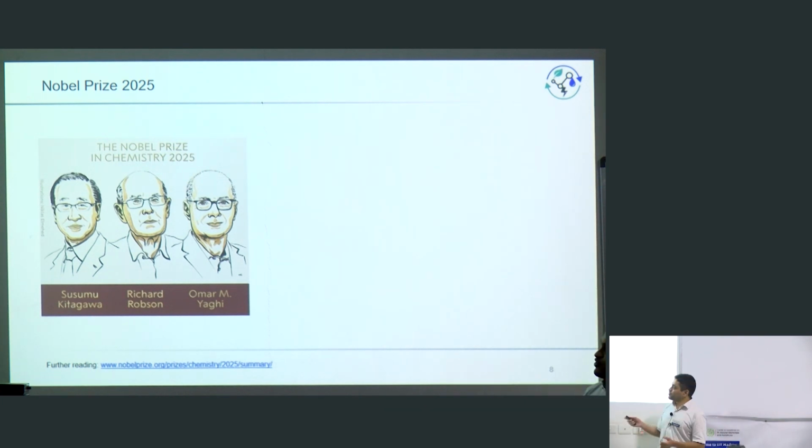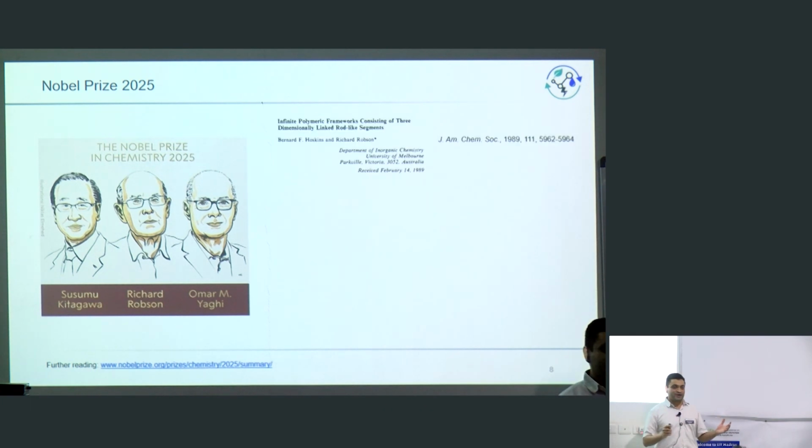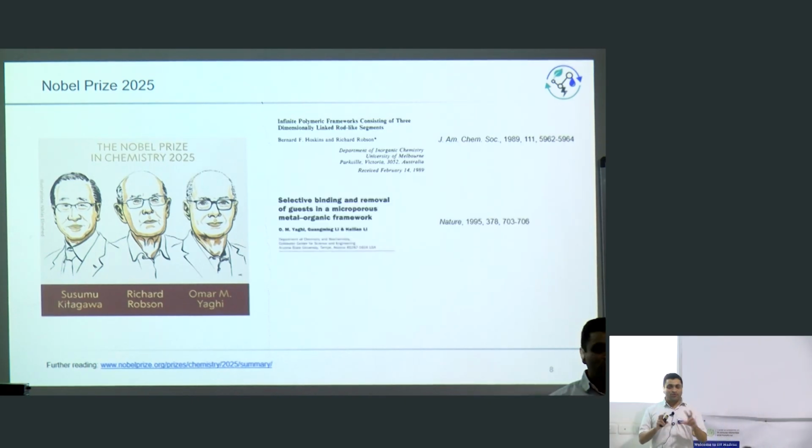So Richard Robson is the one who proposed this idea of MOFs having porosity. His original publication that won him the prize was in 1989. Omar Yaghi kind of formalized the term metal organic framework. So this paper in 1995 has metal organic framework in the title itself. So this is the very first paper where you will find metal organic framework written somewhere.